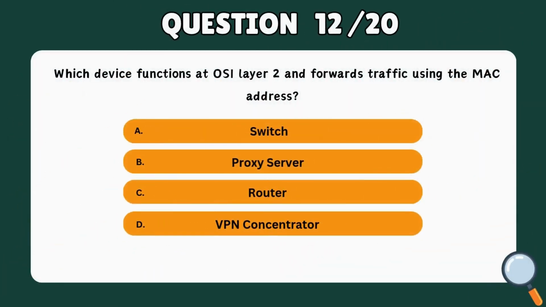Question 12. Which device functions at OSI Layer 2 and forwards traffic using the MAC address? A. Switch. B. Proxy server. C. Router. D. VPN concentrator.